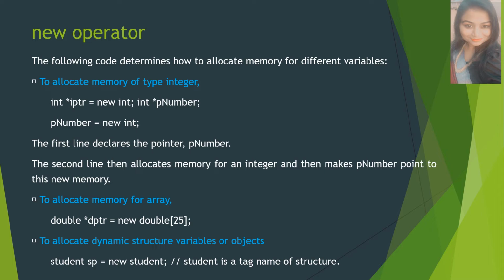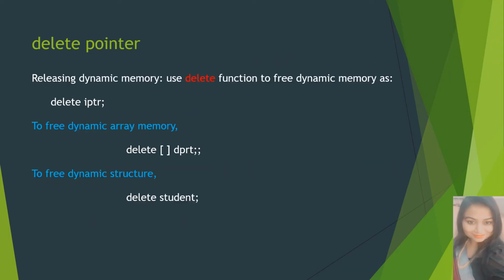The third syntax is to allocate a dynamic structure variable or an object. Here student is a structure name, sp is the structure variable, and new is the operator. Then student, the structure name, is the tag name of the structure. So the third syntax is used to allocate a dynamic structure variable. These three are the different syntaxes used for allocating memory spaces for different variables.